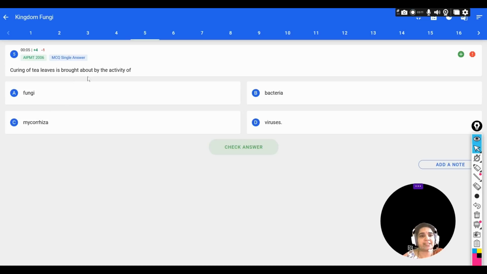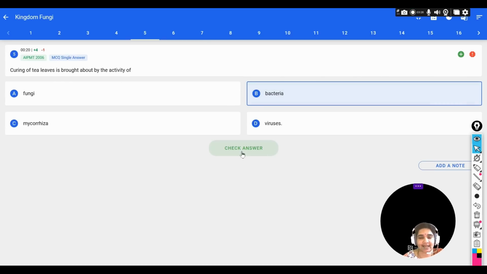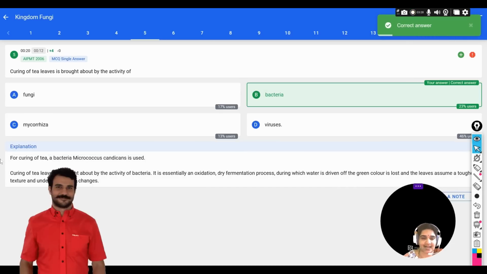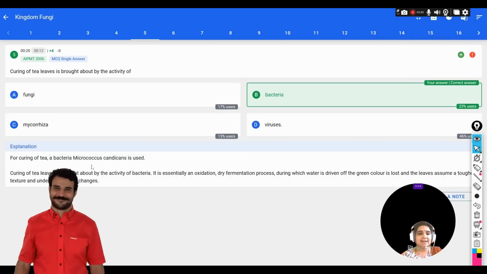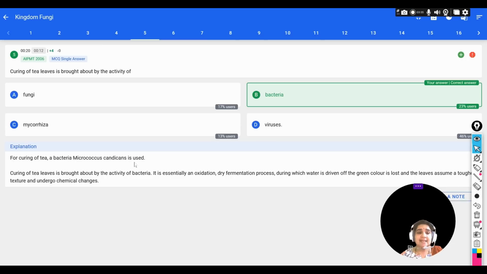Curing of the tea leaf is brought about by the activity of, so see the options. A is fungi, B bacteria, C mycorrhiza, D is viruses. So curing of the tea leaves is caused by bacteria. It is not due to the fungi or viruses. Yeah, for the curing of the tea, a bacterium called Micrococcus candidans is used. Okay, curing of tea leaves is brought about by the activity of the bacteria.